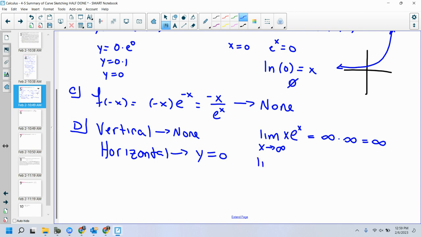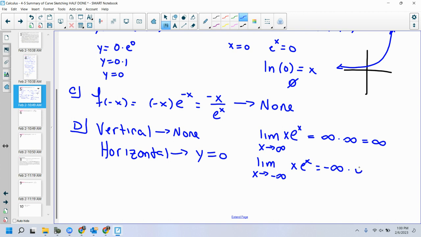But we also need to check, notice how I said on the right side, negative infinity. Because now when I go to plug this in, this is going to be negative infinity times, what is e to the negative infinity? 0.